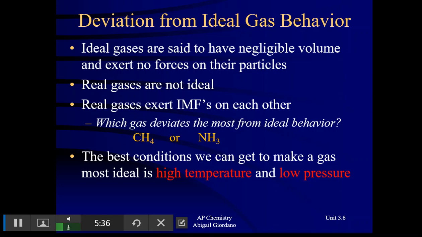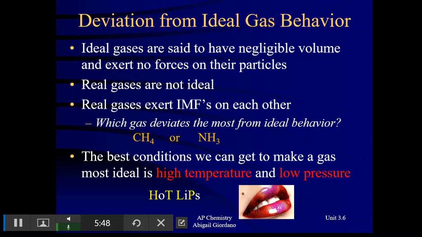Just to wrap up here, guys, I have a little memory trick to help you remember that the most ideal conditions are at high temperature and low pressure. Can you remember the phrase hot lips? HT, high temperature. LP, low pressure. If you can remember hot lips, you can remember the most ideal conditions. And then one bullet point up, which gases are going to be the most ideal? The ones with the least intermolecular forces. So the more forces something has, the less ideal it's going to be.